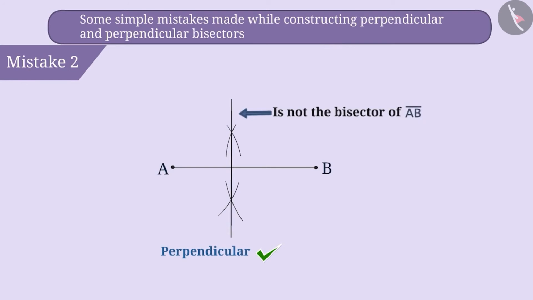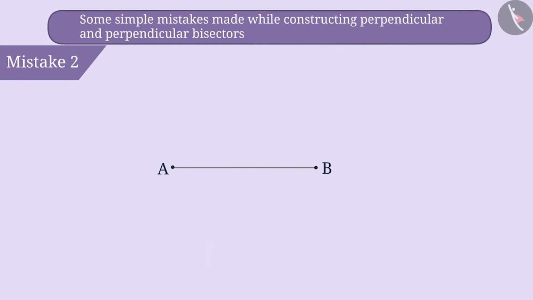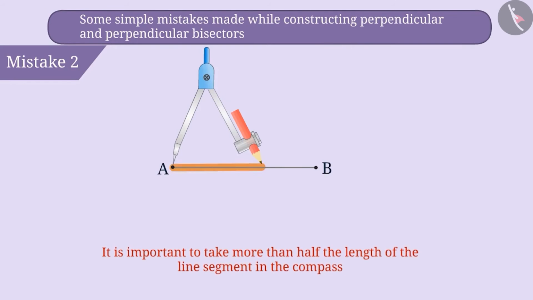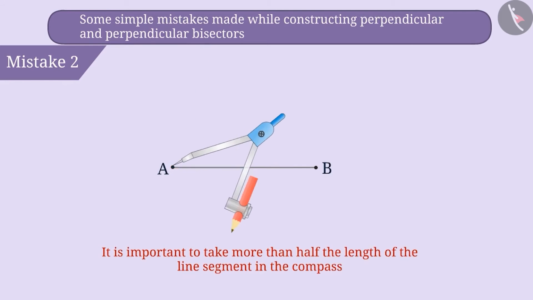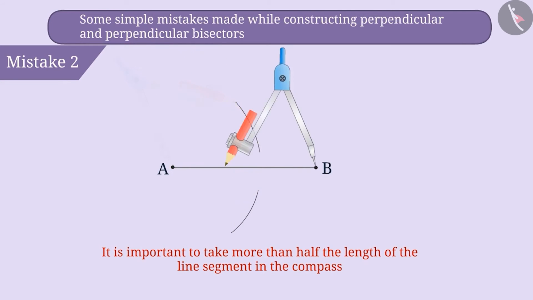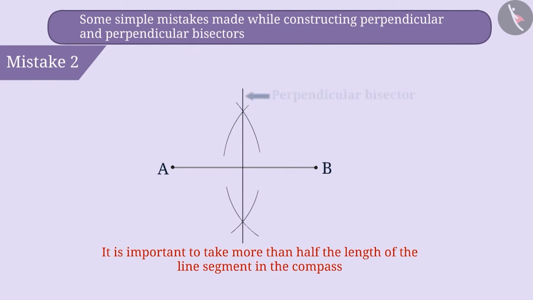The correct understanding is that we need to take more than half the length of the line segment with the compass to draw an arc from both points of the line segment without changing the compass setting. This gives the desired perpendicular bisector.